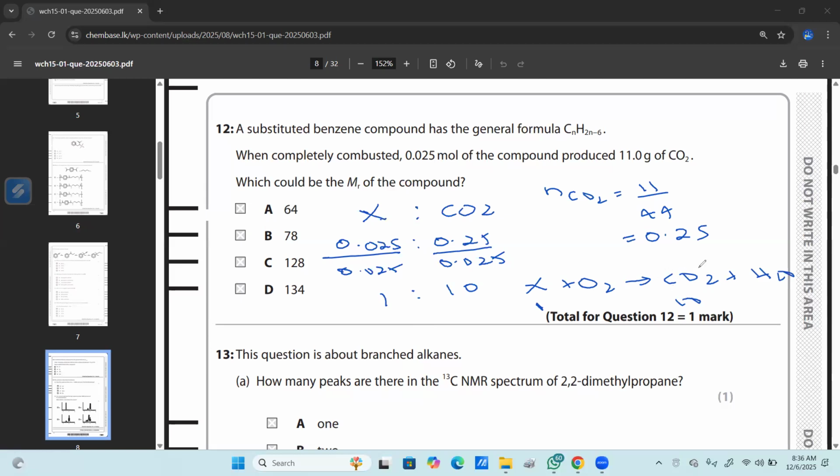So the only place you can have carbon is carbon dioxide. If you want to put 10 in front of carbon dioxide, that means you have 10 carbons in the compound. They have already given the general formula. Then we need to substitute. Carbon is 12 into 10 plus 2 into 10 minus 6, because hydrogen is 1. So then only you get it as 134.